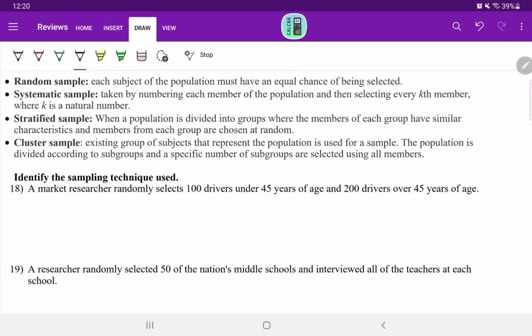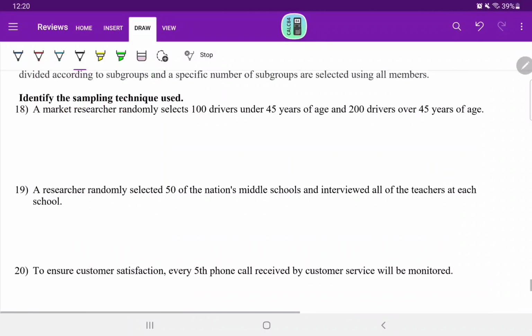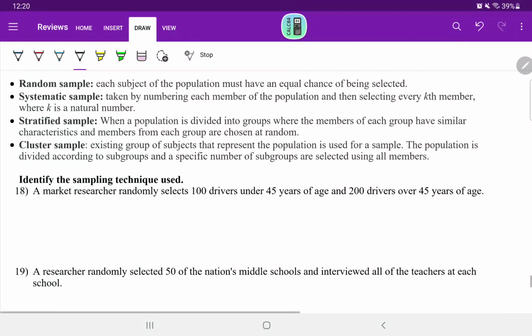All right, guys, we're going to look at questions 18, 19, 20, and 21. Okay. 18, 19, 20, and 21 is based on the type of probability sampling. And here are the four basic types of probability sampling.